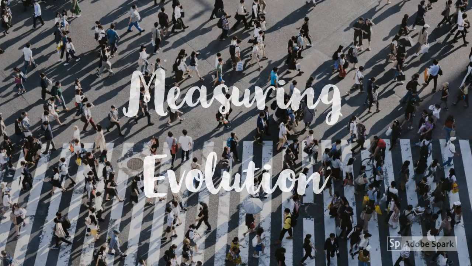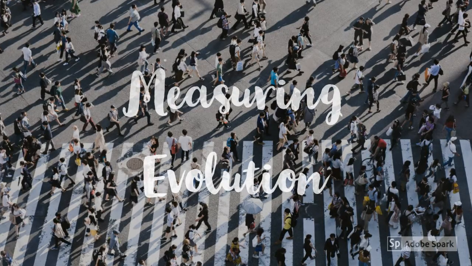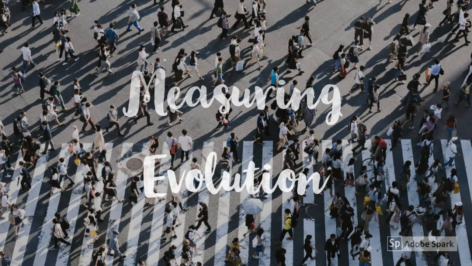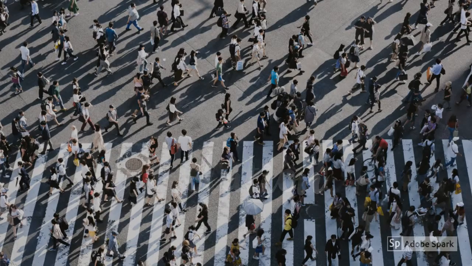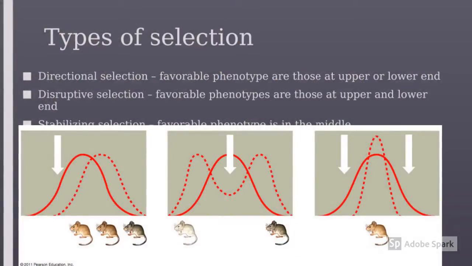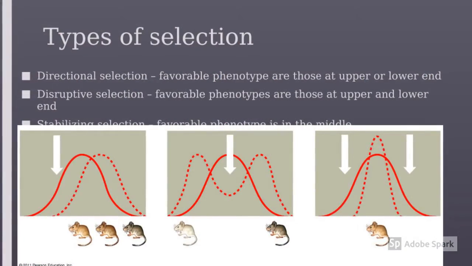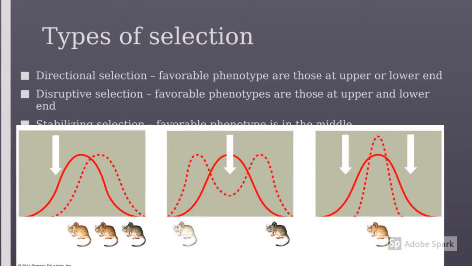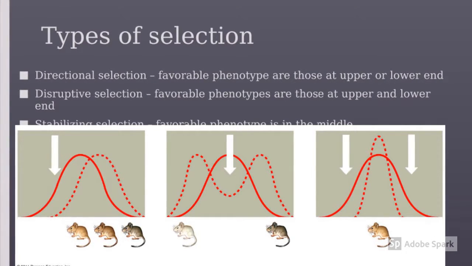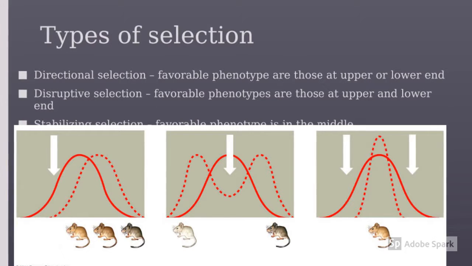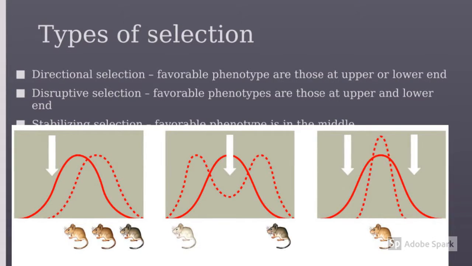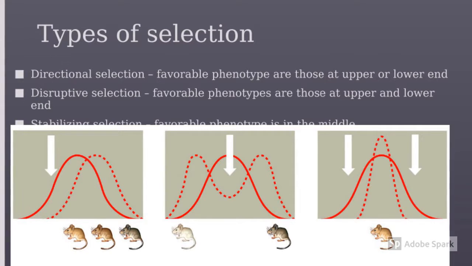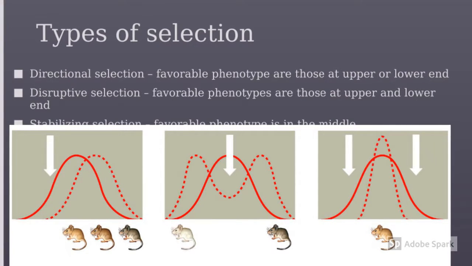Discrete is when each allele creates a distinct phenotype and is typically caused by a single gene, while quantitative is characterized by multiple genes and potentially the environment. There are many types of selection, but three are shown: directional, disruptive, and stabilizing. Directional selection is when the favorable phenotype is that of the upper or lower end. Disruptive is when it is the upper and lower end, and stabilizing is when it is in the middle.